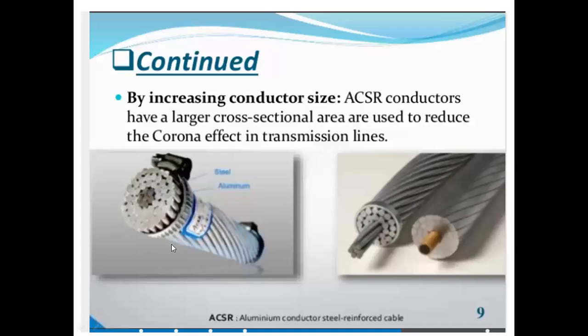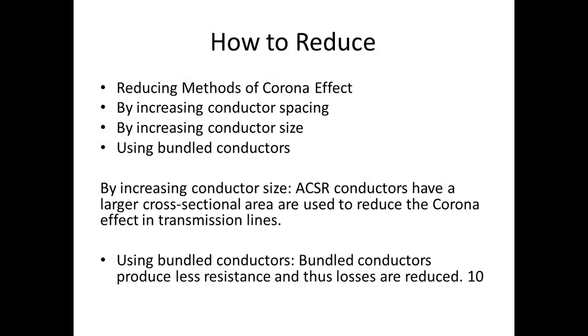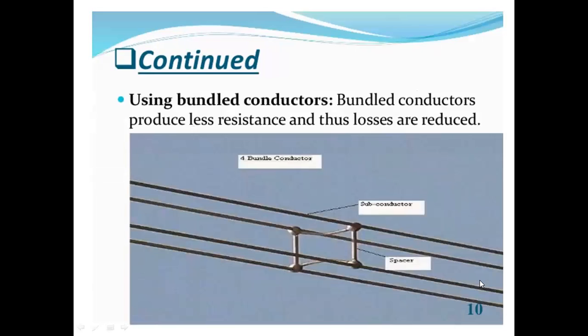Okay, these are the aluminum conductor steel reinforced cables, and this helps in reducing the corona effect because of the larger cross sectional area. And using bundle conductors can also reduce the losses. What are bundle conductors? These are the bundle conductors. These bundle conductors may be a bundle of two, a bundle of three, and maybe a bundle of four.